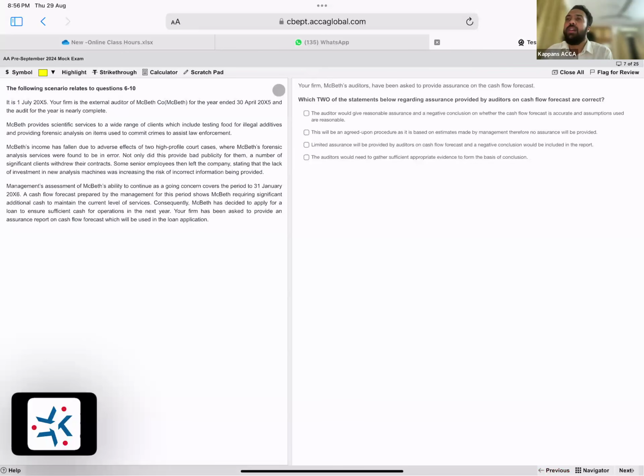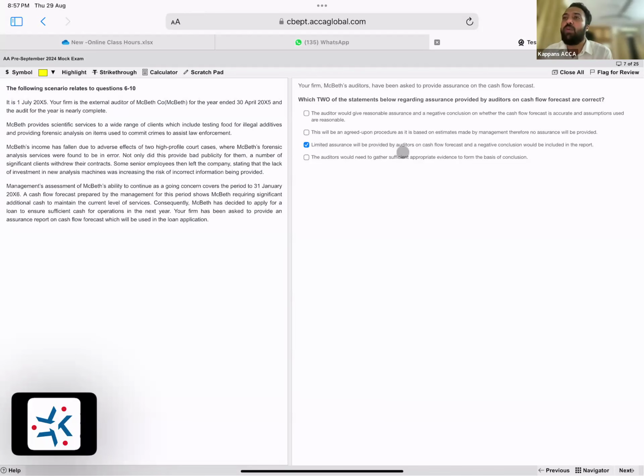Seventh question. Your firm, Macbeth's auditors, have been asked to provide assurance on a cash flow forecast. Which two of these statements below regarding assurance provided by the auditor on a cash flow forecast are correct? Very simple. In the case of a cash flow forecast, the auditor will provide limited assurance and it should be a negative assurance. Limited assurance will always be given as negative assurance. So option C will definitely be the answer.